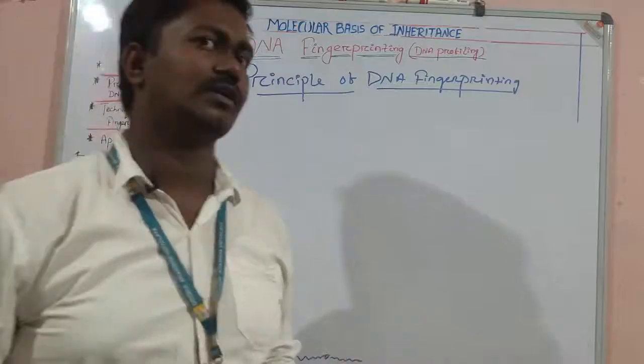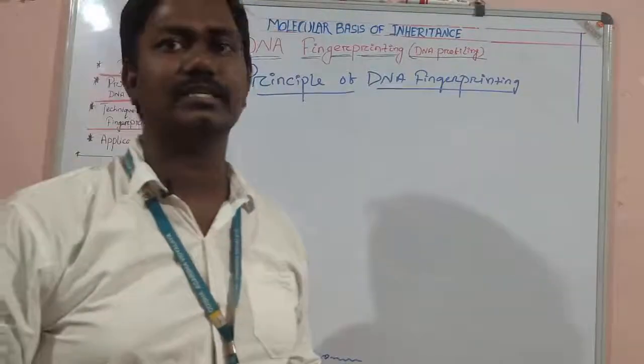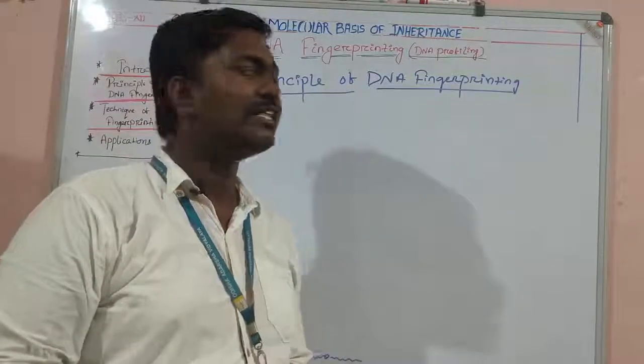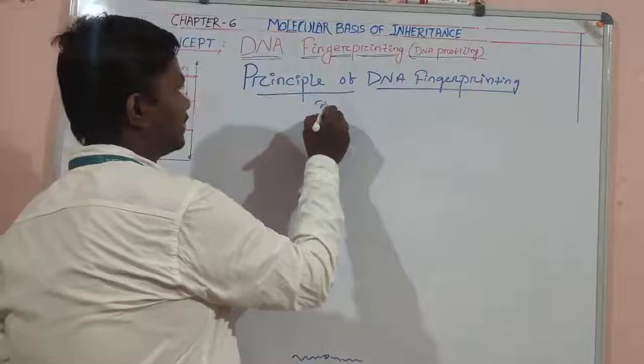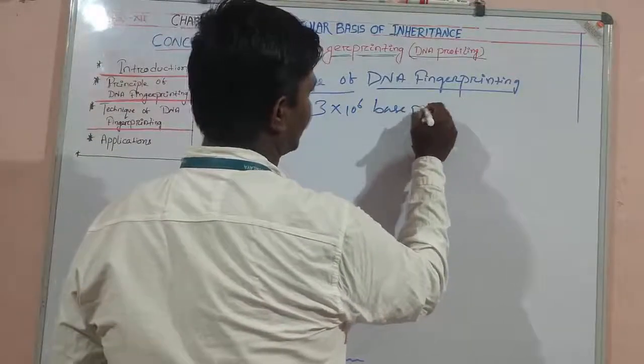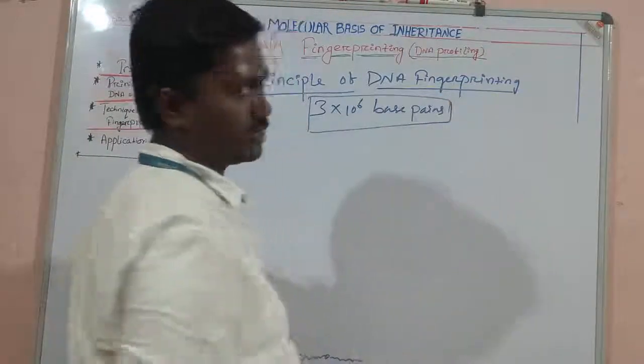0.1% of the total nucleotides gives individuality to each individual. That means only 3 million base pairs are responsible for individuality.